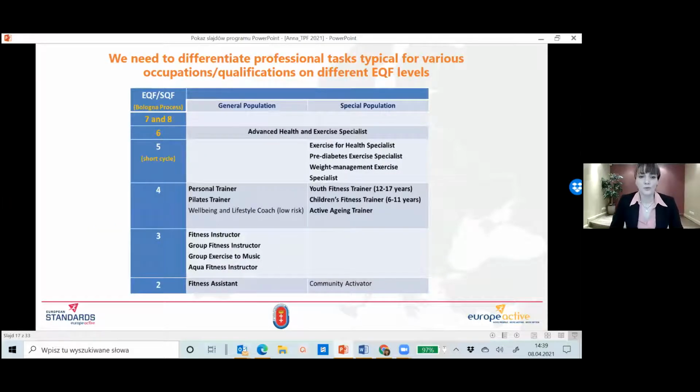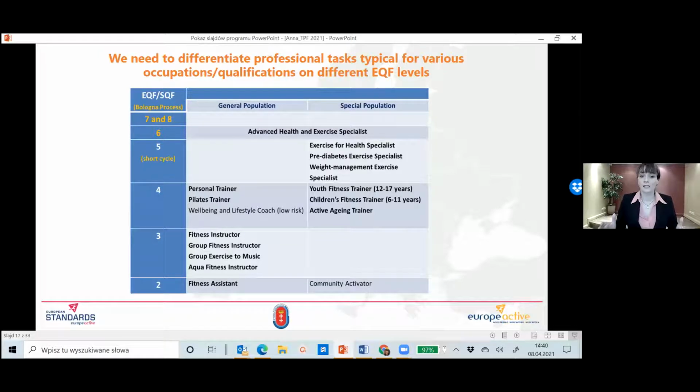And this is a good time to discuss the differences between the EQF levels. As I said at the beginning, qualifications have an EQF level, and of course for each qualification the level will be assigned individually. So we have some qualifications on level 2, 3, 4, 5, and 6. And it doesn't mean that someone who has a qualification on level 3 is worse than someone on level 5. The difference is that the complexity of the occupational roles and professional tasks is different. But all these roles are necessary for the market.